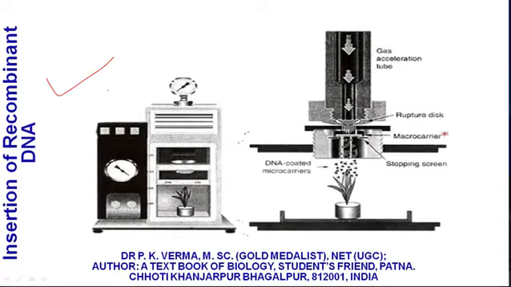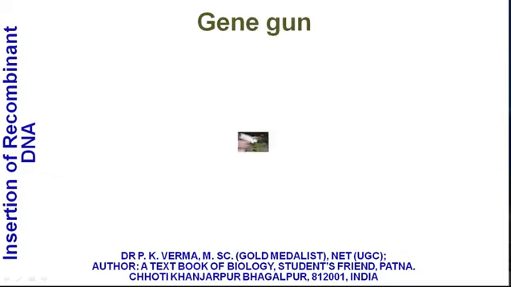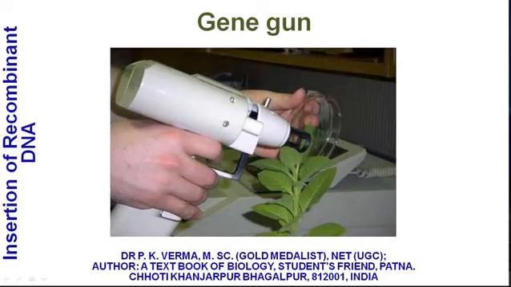This is the apparatus known as microprojectile. Here you see the arrow indicates how the bullets come out and directly hit the plant. So they will be inserted into the leaf of plants. Now you can see a gene gun. It can be used very easily in the field. The DNA is being inserted directly into the leaves.